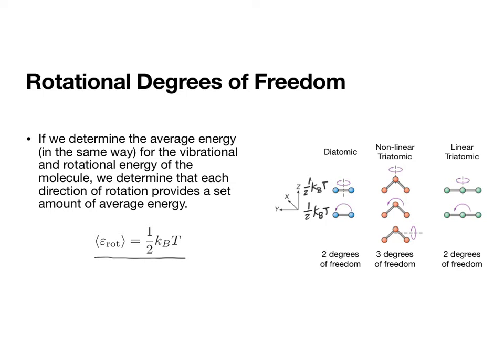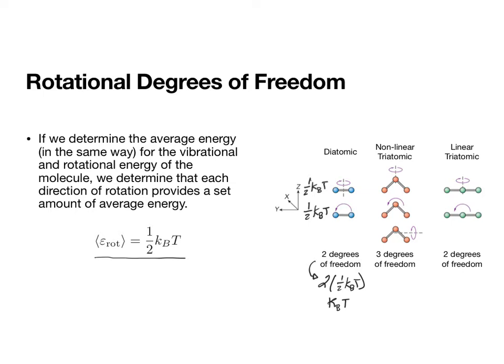And each direction contributes 1/2 kBT. And so we say that there are 2 degrees of freedom. And so we have 2 times 1/2 kBT, giving us a contribution of kBT for that.